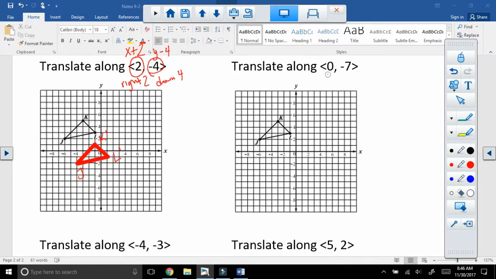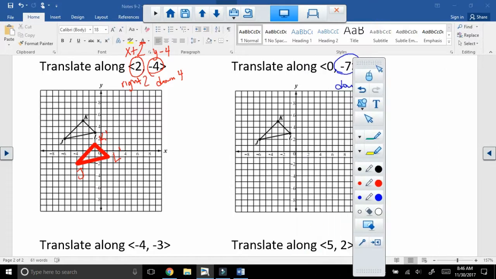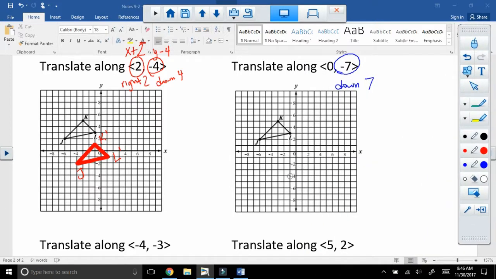Okay, for this next one here, the x value is 0, so that's meaning it's not going left or right at all. And then this y value, -7, means we're just going to go down 7. So from each one of those points, you can just count down 7. And label them. And there's your translation there.